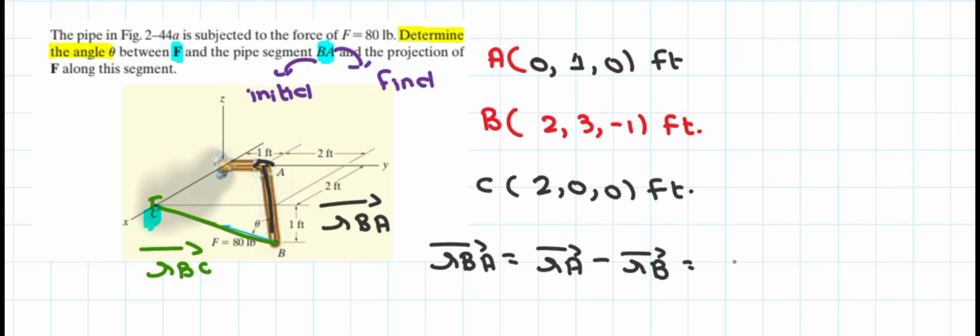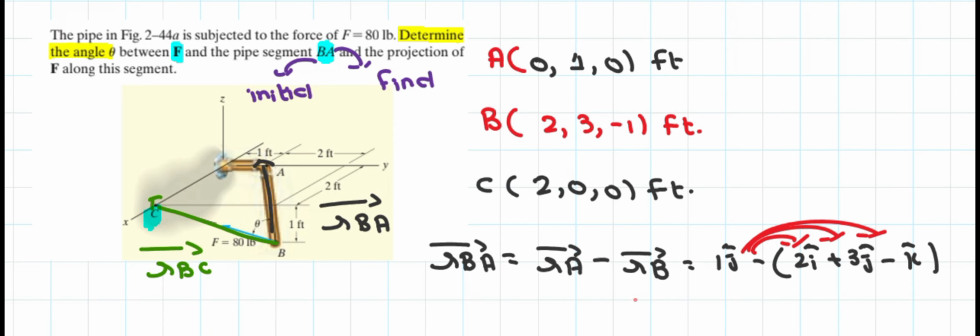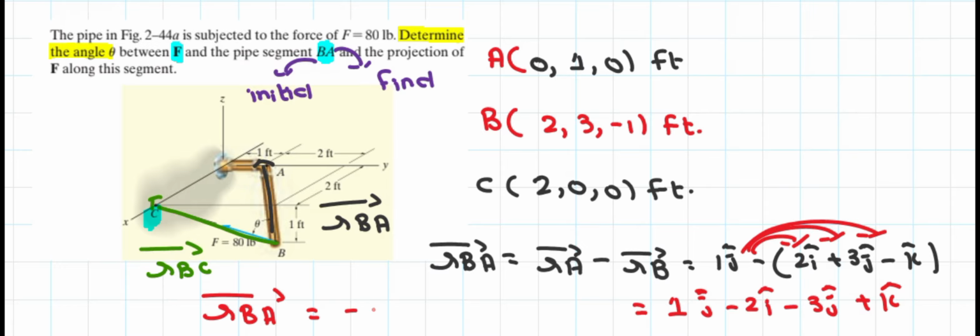Now the location of RA is nothing but 1J, and the location of RB is nothing but 2I cap, positive 3J cap, negative K. So multiply negative to the individual unit vector present here. So it will become 1J with negative 2I with negative 3J with positive K. So 1J with negative 3J will become the negative 2J. So the position vector RBA is equal to negative 2I with negative 2J with positive K foot. This is basically the position vector of RBA.